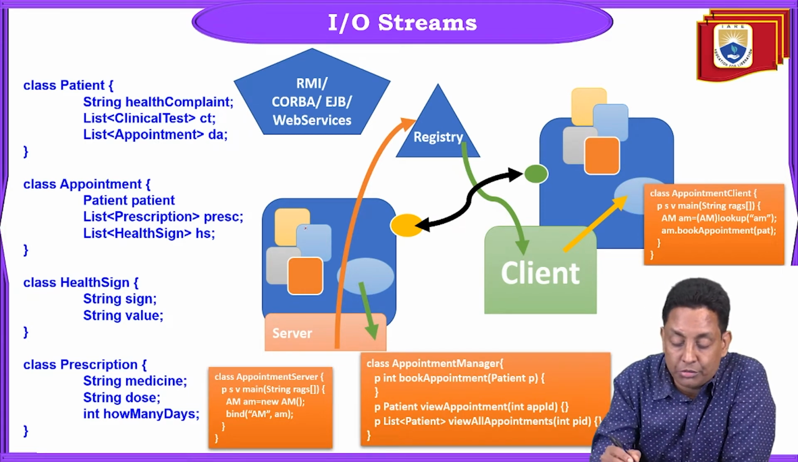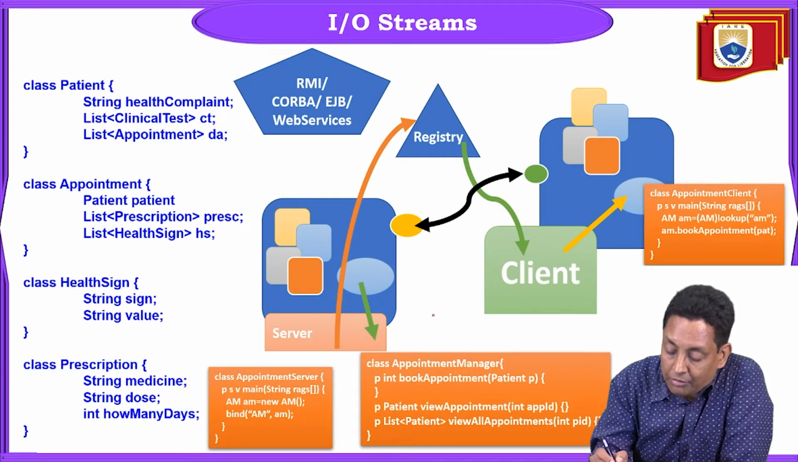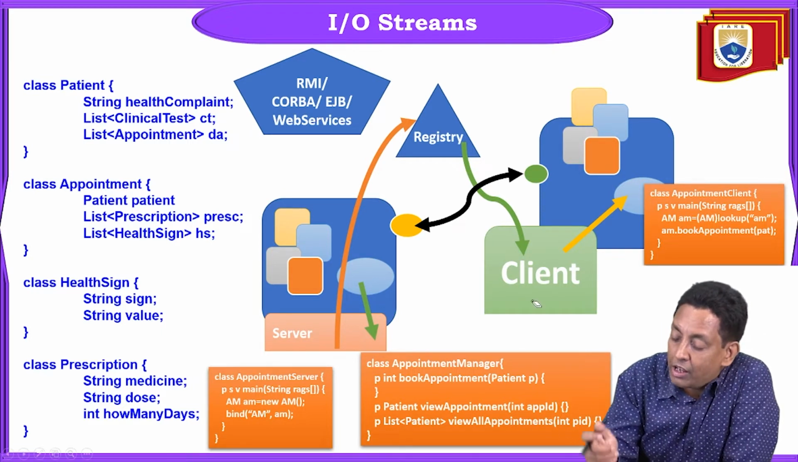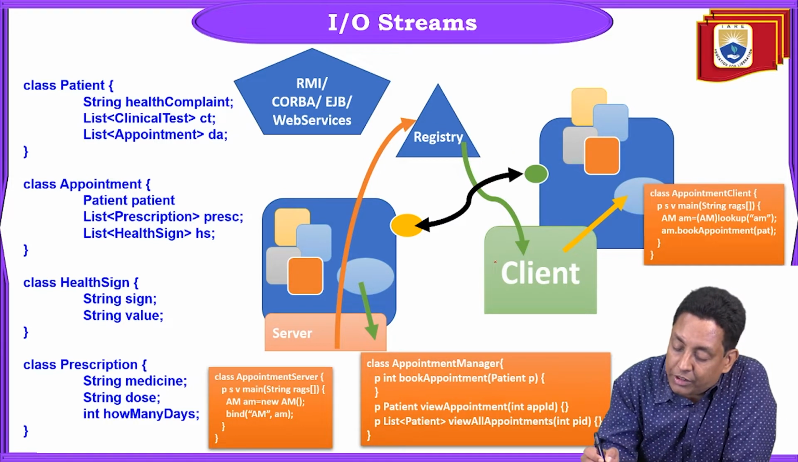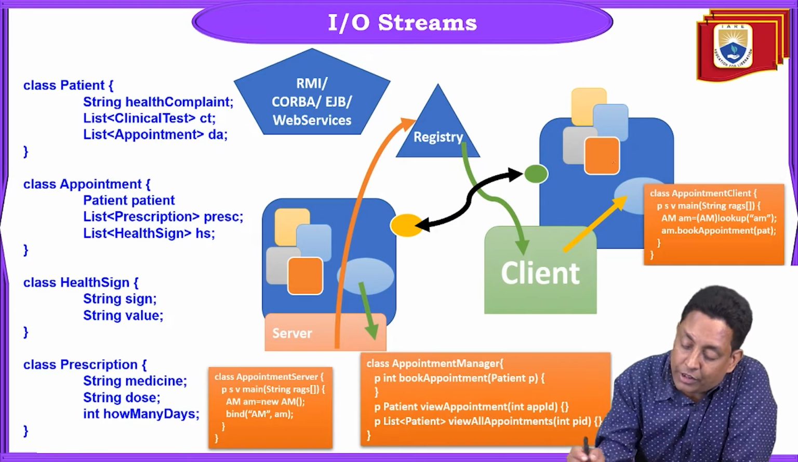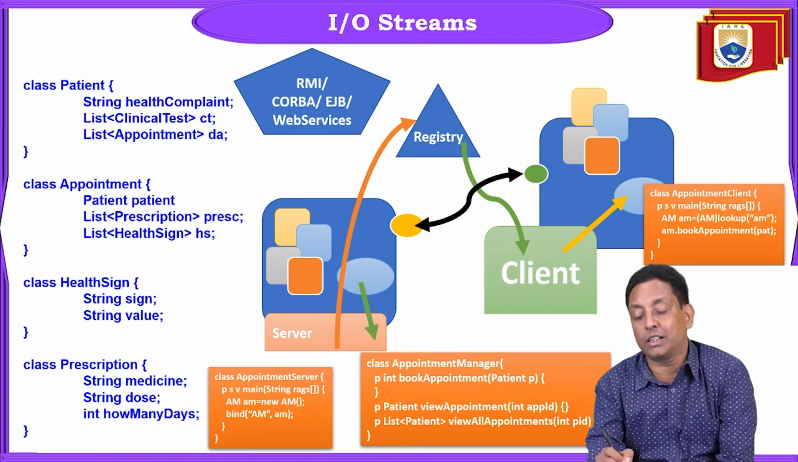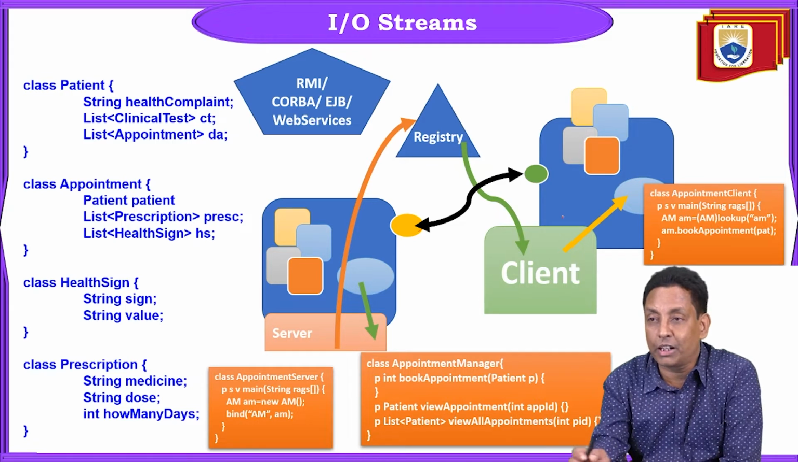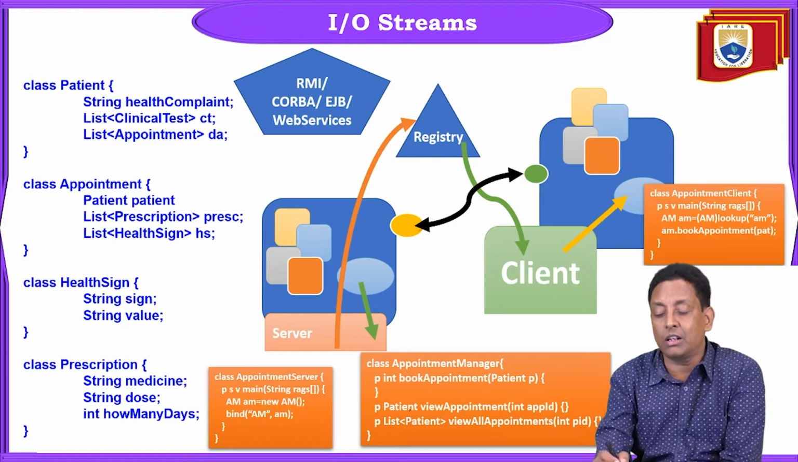To the client also, we should pass all these classes. All these Java bean objects should be shared. The appointment manager interface and its stub class should be shared with the client. The client looks up into the registry, gets the remote object reference, and makes the call on that reference. From the client, the book appointment and view all appointments methods will be called. The methods actually execute on the server system, but the call comes from the client.